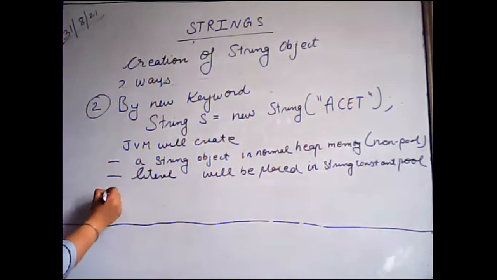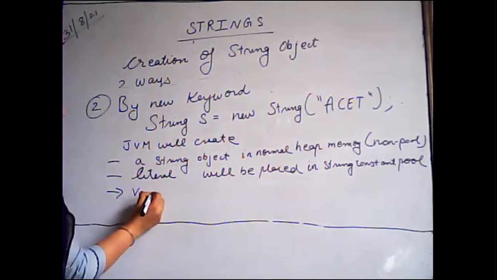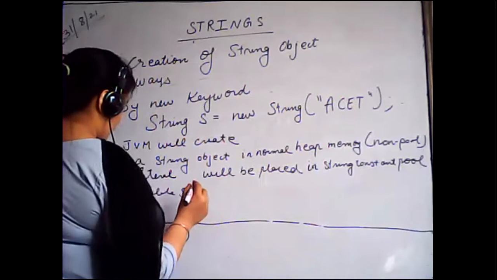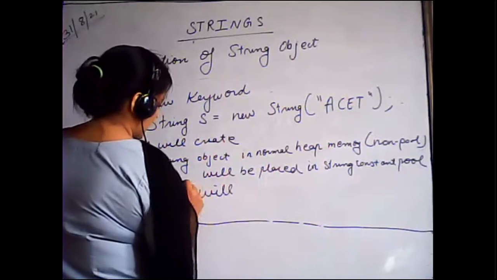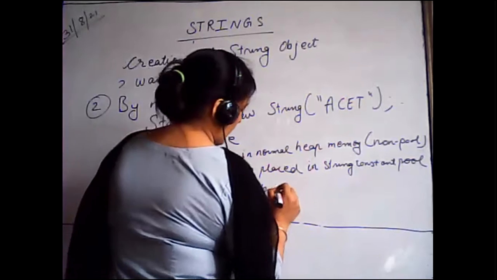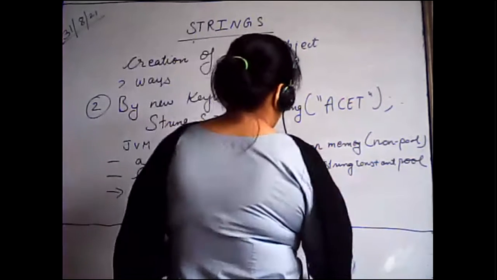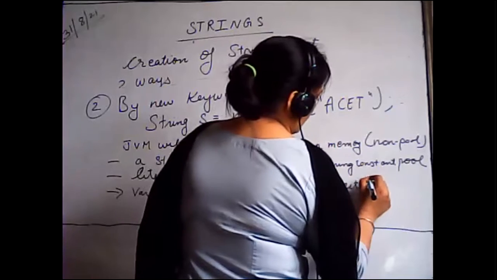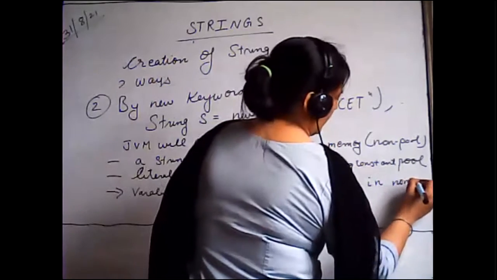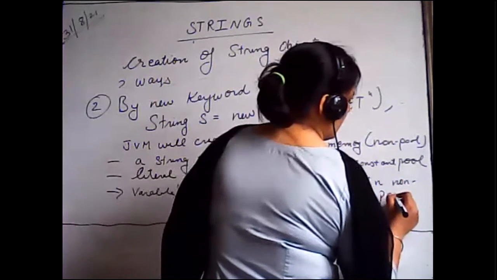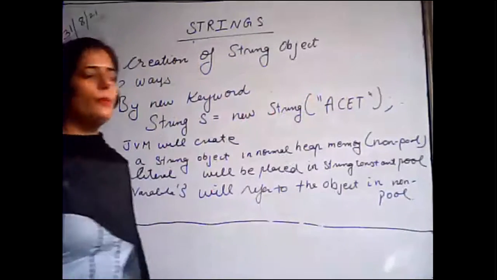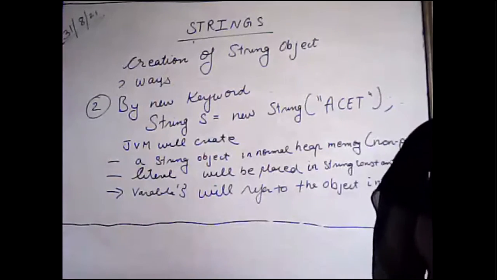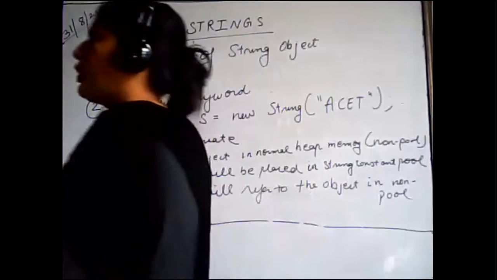Here what will happen is that your variable s will refer to the object in the non-pool area. So what was the non-pool area here? That is the heap memory area that we use. Fine. So I will just repeat all these points.